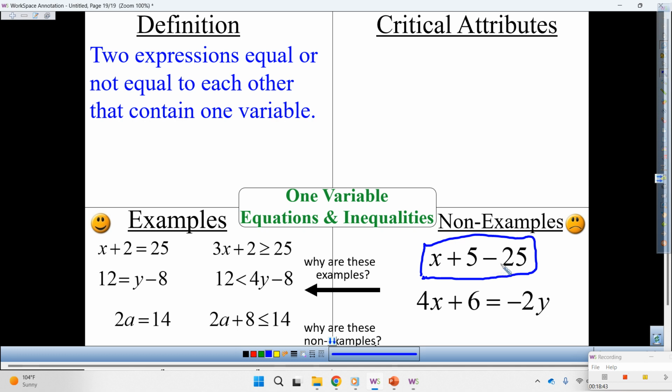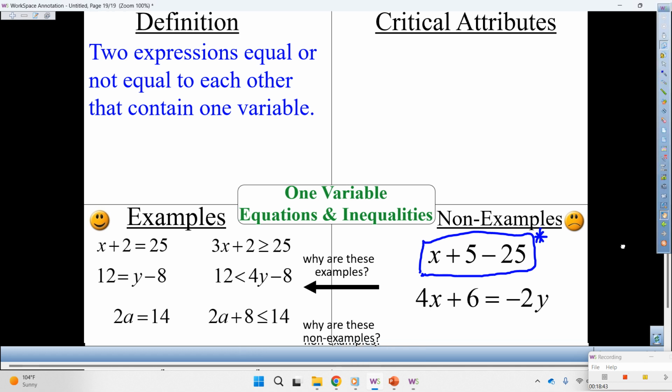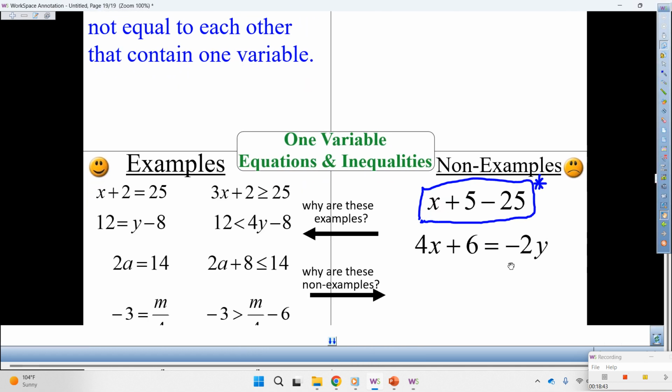So, tell your neighbor, what do we call this if it doesn't have an equal sign or an inequality sign? What is that called? An expression. That is correct. We just finished expressions. That is correct. So, with that said, tell your neighbor why this one is not a one variable equation. Gio's going to pass it to someone. Why is this one not a one variable equation?